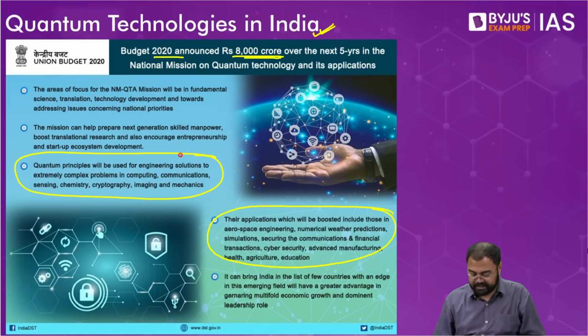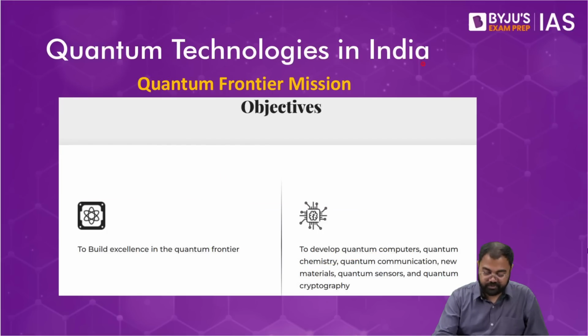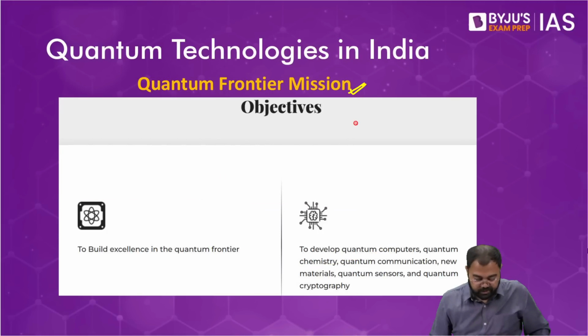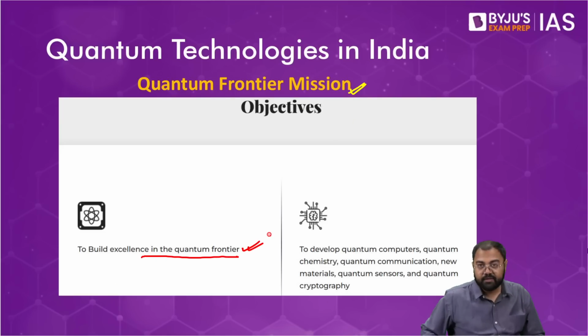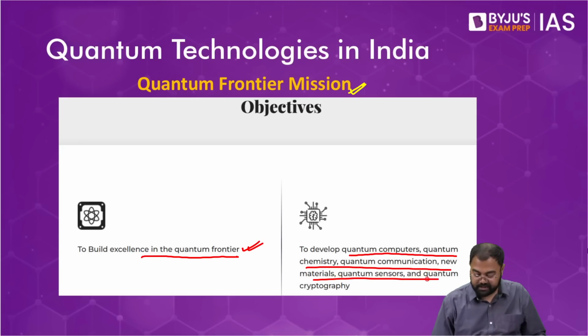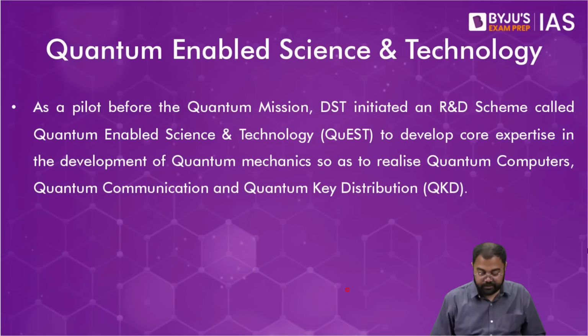We also started with a mission. The name of the mission is the Quantum Frontier Mission. And as a part of Frontier Mission, we want to build excellence in quantum technologies. So different types of quantum technologies, or different ways in which quantum technologies can be used. We want to understand how to do that and how to create our own space there.